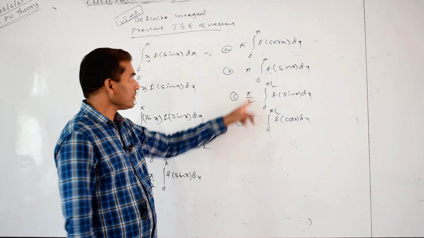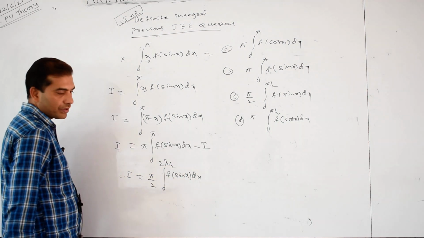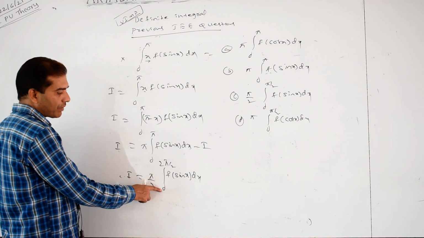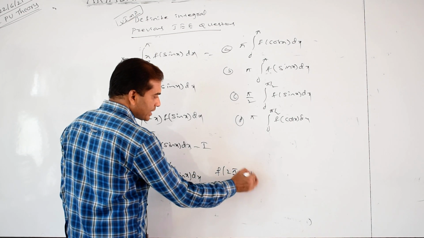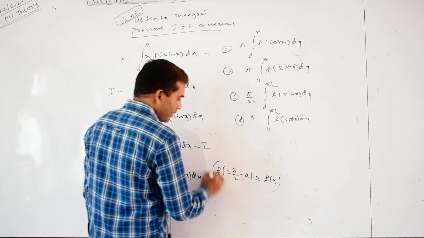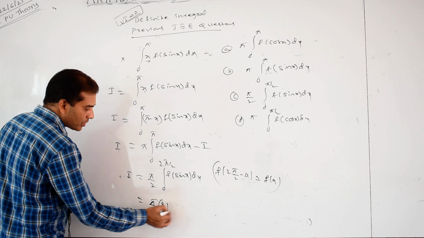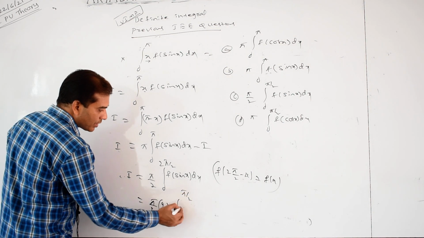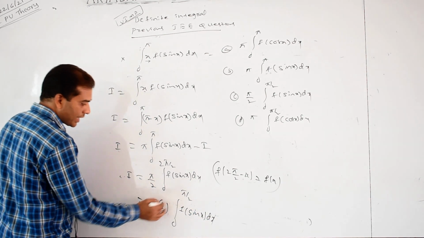Now again reduce the power here. This is 2 into pi by 2 f, which is in the form of 0 to 2a. 0 to 2a means f of 2a minus x. Sin of pi minus x is sin x, f of x, when it is satisfied. The 2 comes down here, pi by 2 into 2 integral 0 to pi by 2 of f of sin x dx. This gets cancelled.